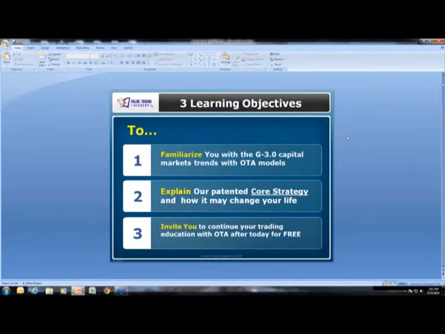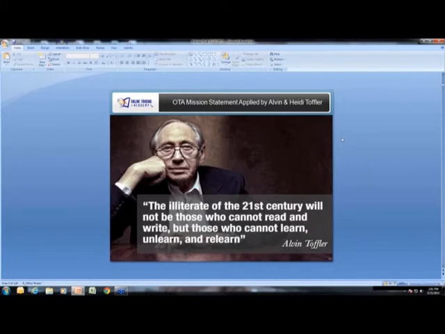So let's get into this. One of my mentors was a guy by the name of Alvin Toffler. He's a futurist from the late 60s. He's written a new book called Knowledge Power. It's on Amazon. And he made the statement in his new book recently that the illiterate of the 21st century will not be those that cannot read or write, but it will be those who cannot learn, unlearn, and relearn. And I think that really is applicable to trading.